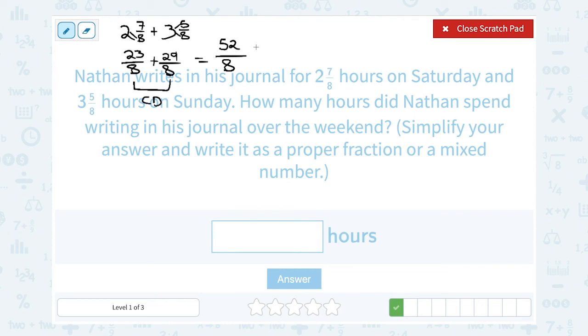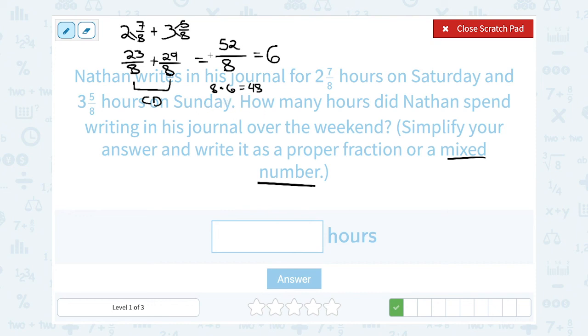All right, so I don't think 52 is going to divide evenly by 8, so I'm going to write my answer as a mixed number. So to do that, I want to think, well, how many times does 8 go into 52? Well, I think it's going to go in 6 times because 8 times 6 is 48. Okay, and that's just a little bit smaller than my 52. So if 8 times 6 is 48, that means I've already accounted for 48 of that 52.